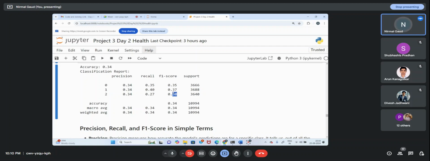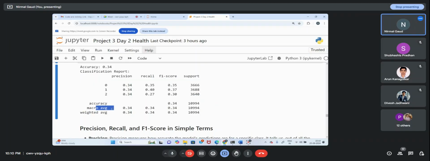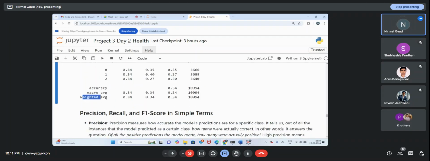So people do ignore this thing. They don't study what is macro average. They only look till accuracy. But you should know this thing: the average of the precision, recall and F1 score is called macro average. Then what will be the weighted average? What will be the weighted average?